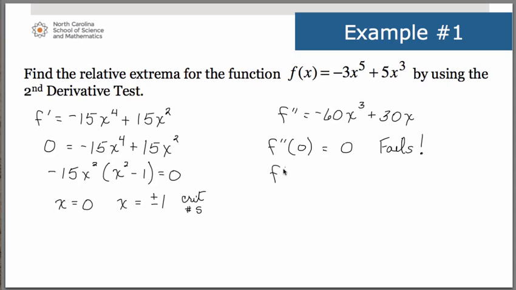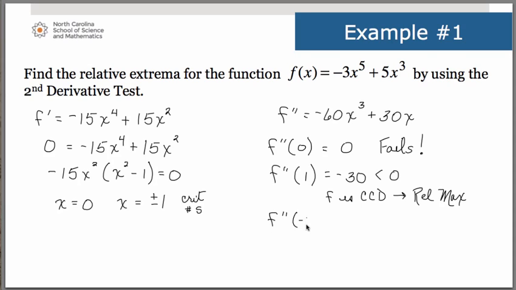Let's try 1 and negative 1. So if we substitute 1 into the second derivative, we come out with negative 30, which is obviously less than 0. So think about what that tells us. That tells us that f is concave down there. So that tells us we have a relative maximum there at x equals 1.